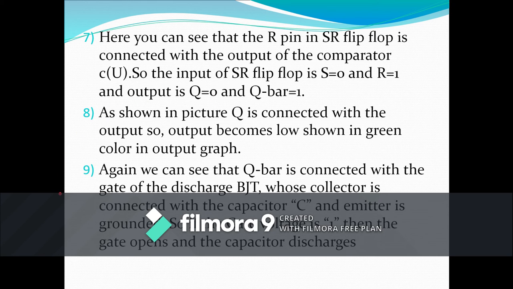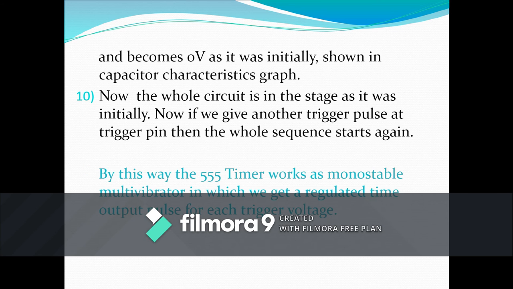Again we can see that Q bar is connected with the gate of the discharge BJT, that is the transistor given at the lowest part of the circuit diagram, whose collector is connected with the capacitor C and emitter is grounded. So if the gate voltage is 1, then the transistor turns on and the capacitor discharges and becomes 0, which is the initial condition that was there, and the whole circuit is in the state as it was initially. Now if we give another trigger pulse, the whole sequence starts again, that we obviously know.